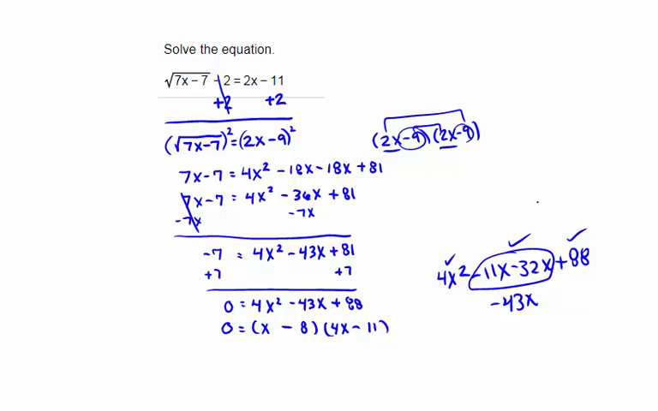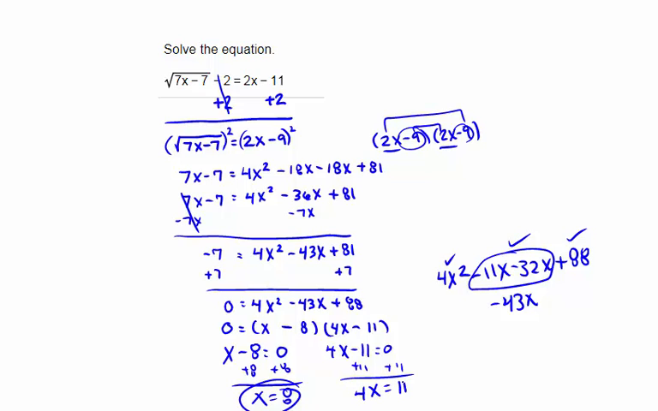And so once you have that factored correctly, then you're going to set each of those terms equal to 0. So we'll have x minus 8 is equal to 0, and 4x minus 11 is equal to 0, and we'll solve. So we'll solve the first equation by adding 8 to both sides. So one answer will be x is equal to 8. And on the other one, we're going to add 11 to both sides. So we have 4x is equal to 11. And then we're going to divide both sides by 4. And so on this one, our answer will be 11 over 4.